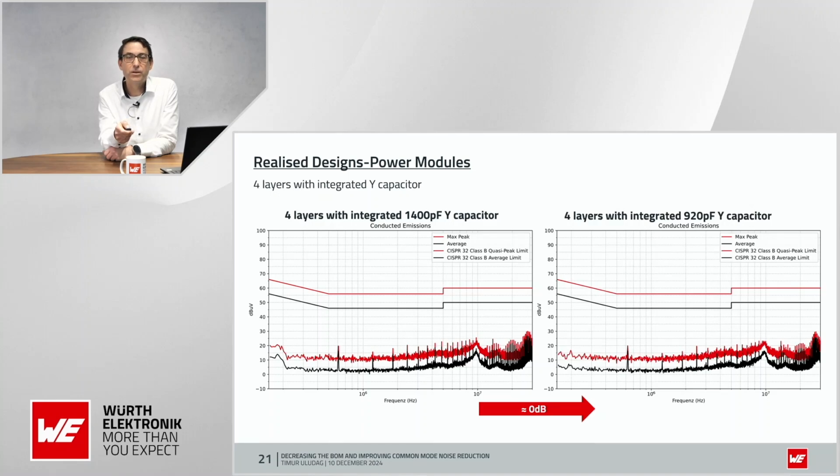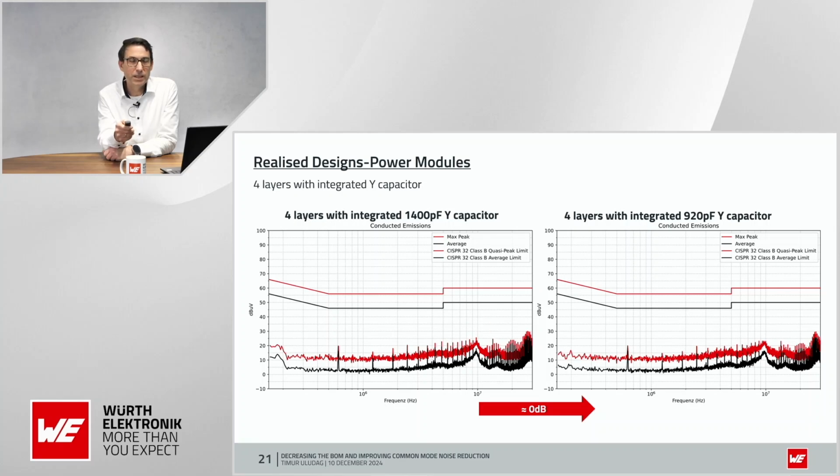If we now compare the 4-layer design with 1,400 picofarads capacitor with the 4-layer design with 920 picofarads integrated capacitor, you can see that yes, we have a little bit more damping here, a little bit less there, but on average, I would say it is nearly the same. So between 1,400 picofarads and 920 picofarads, there is not much difference.